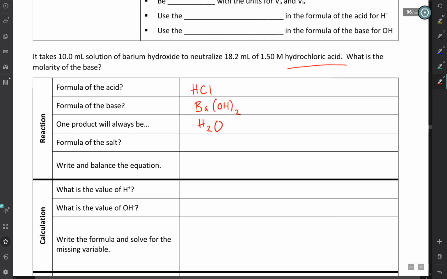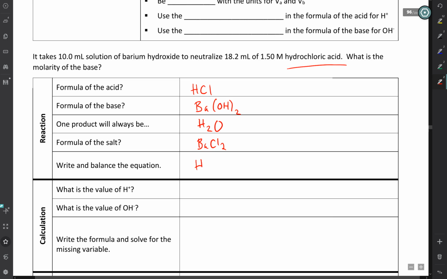And the formula of the salt, well, that's going to be the Cl- ion from hydrochloric acid, and the Ba2+ ion from barium hydroxide. We'll use the crisscross method. We come up with BaCl2. Write and balance the equation.